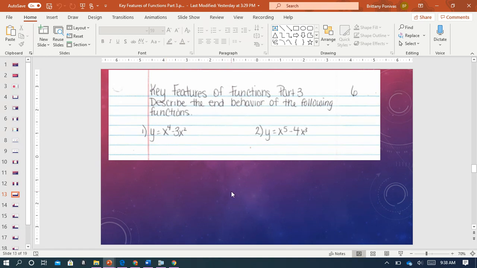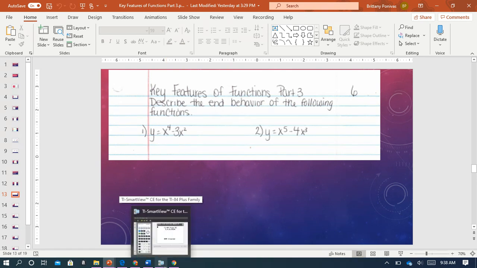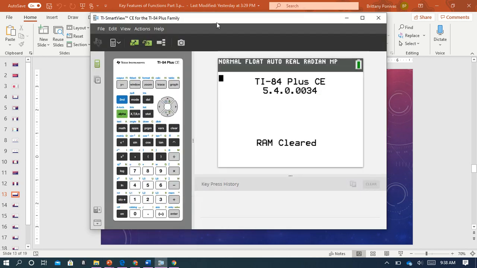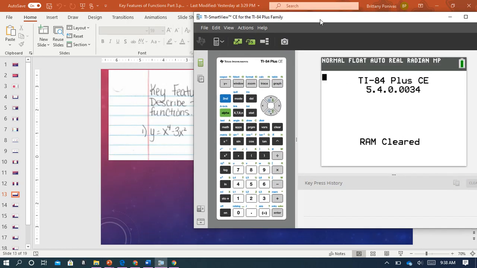And I'm going to show you how to do this one in your calculator. So I'm going to pull it up over here. And at the bottom of the screen, it shows you my key press history. So if you get lost on what keys I pressed, you can pause the video and then just catch up with the bottom. Okay, so anytime we want to graph anything, that's going to go into y equals.